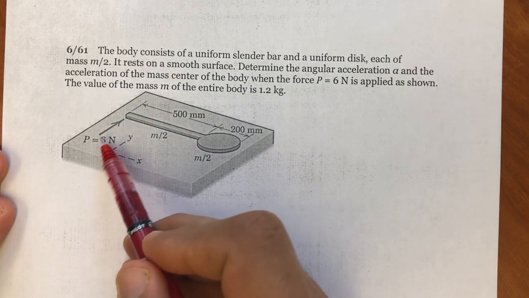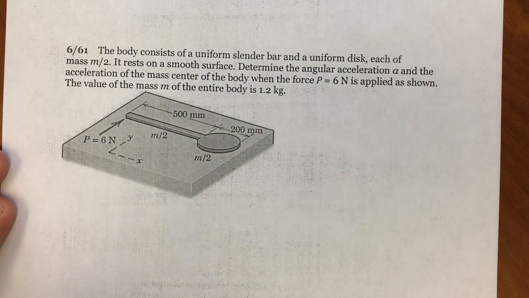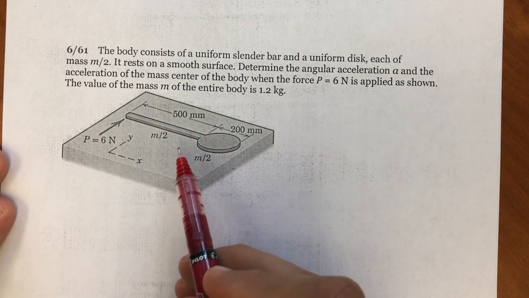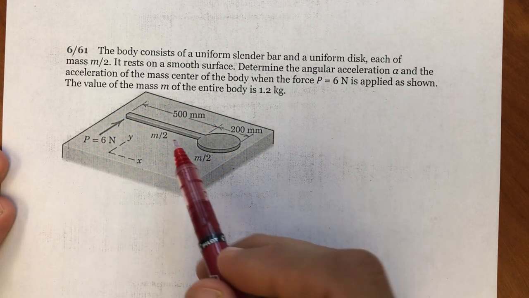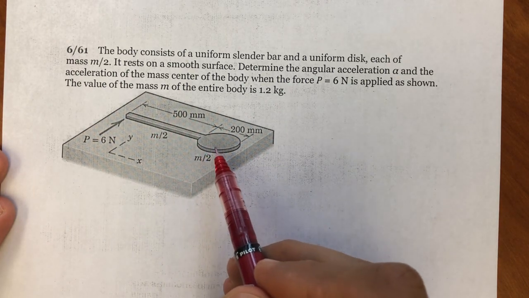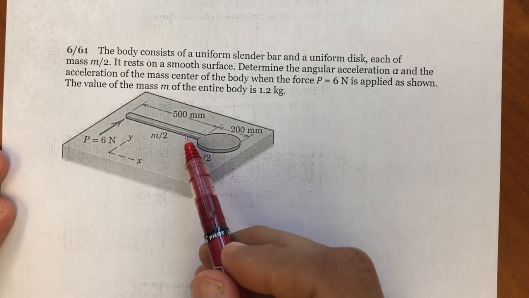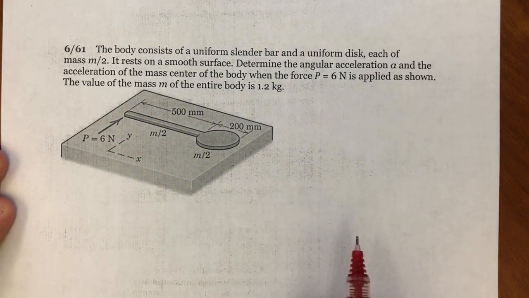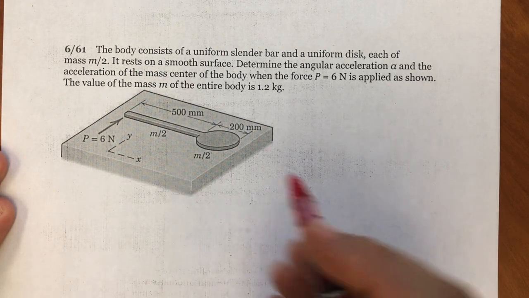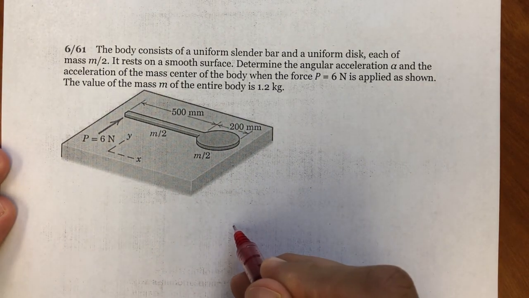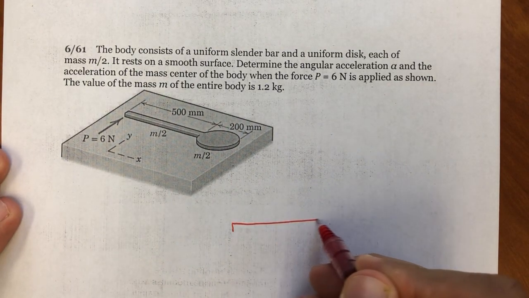We are applying 6 Newton at this corner perpendicular to the rod. And the question is, what's going to be the angular acceleration of this body, and also what's going to be the acceleration of the centroid of this body. To make it a little bit more visible, I'm going to draw it in 2D.